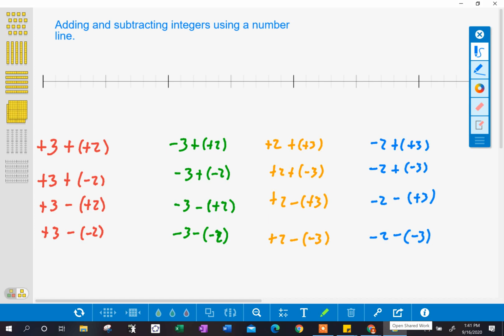To do a video on adding and subtracting integers using a number line, and I don't particularly like using a number line for integers, but I know that some people do, so I'm going to use it. One of the things I want you to notice is on this number line, I could do 1, 2, 3, 4, 5, 6, 7, 8, 9, 10, but that would be kind of crazy because the numbers get really small.